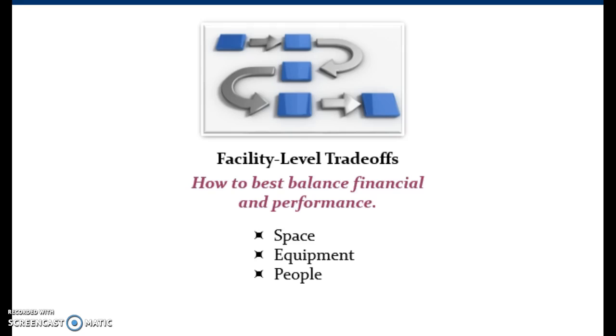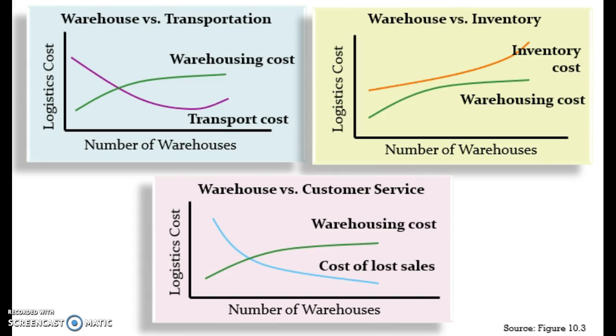Supply chain professionals must determine how to best balance customer service and costs with an understanding of the trade-offs between distribution and other supply chain functions, as well as within distribution facilities. Let's look at some of the functional trade-offs. Determining the number of facilities needed for a supply chain involves the evaluation of cost trade-offs with other functional areas.